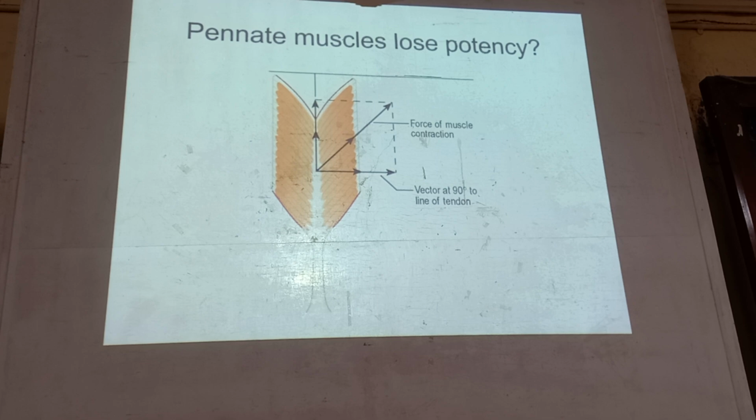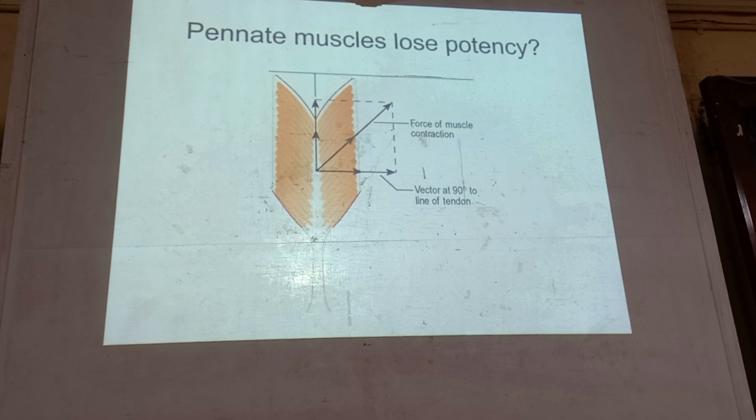What is the advantage of pinnate muscle? Pinnate muscle is much, much stronger than parallel muscle. Okay? Much, much stronger. That's why, but because there's only 90% potency and the muscle fibers individually are short, the range of muscle movement is lesser. Muscles can only shorten to 2/3 of their original size.